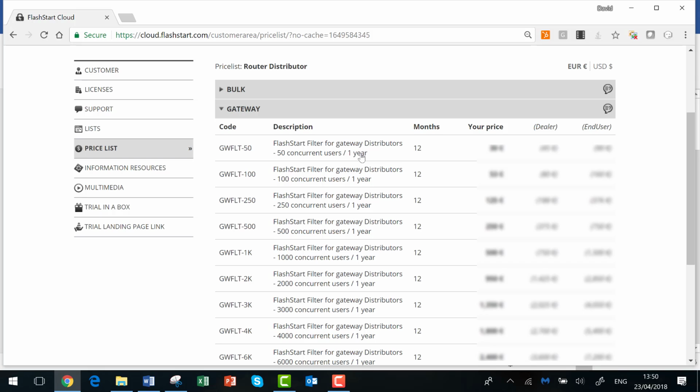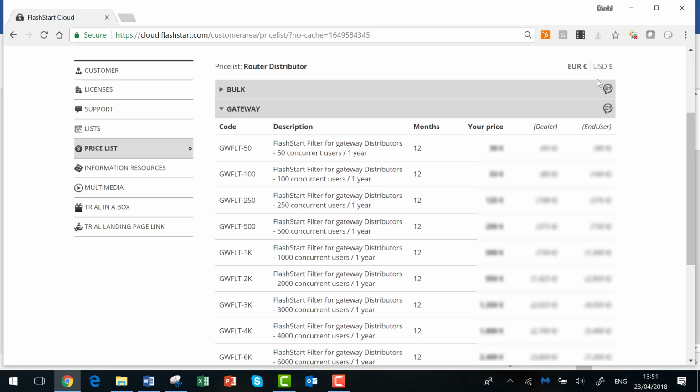So now the price list is opened up, you can see that we have a list of licenses, each relevant to a different number of concurrent users, 50, 100, 250, and so on. Each license is valid for a 12-month term, and you can see on the right-hand side your buying price from FlashStart, and you can also see the published price that your resellers or dealers can see and will expect to buy at. Finally, on the far right-hand side, you can see the published street price or recommended selling price for that particular license. Every license has its own code, and all the price information can be viewed in euros or United States dollars by clicking the appropriate icon.